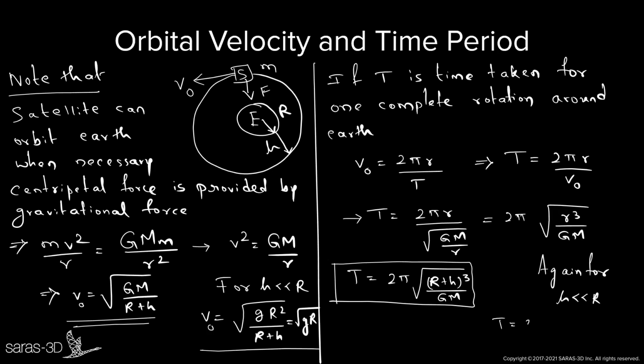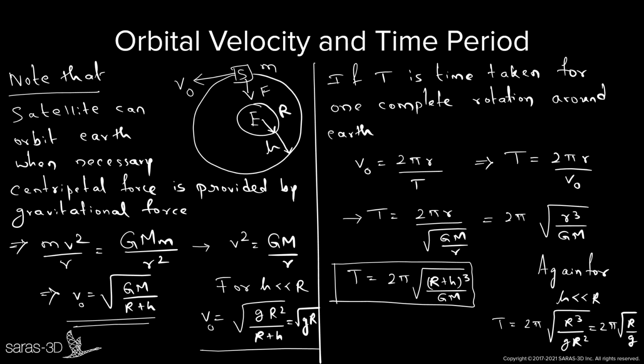In this case also we can approximate, and using G into M as g R square, we have a simple expression for time period, which is 2 pi into square root of radius of Earth divided by g, the acceleration due to gravity. This approximation gives the equation T is equal to 2 pi root R by g. It is valid only for very low Earth orbit satellites, that is for the case of height h equal to 60 km, or 1 by 10th of the radius of Earth.